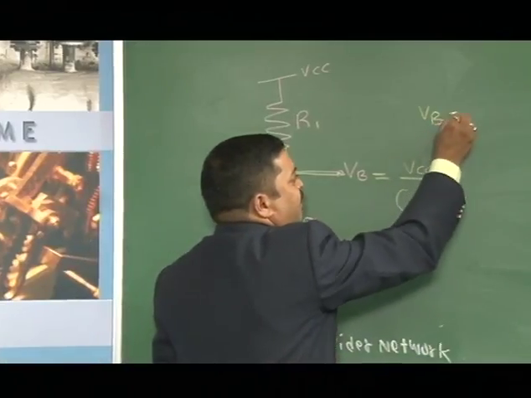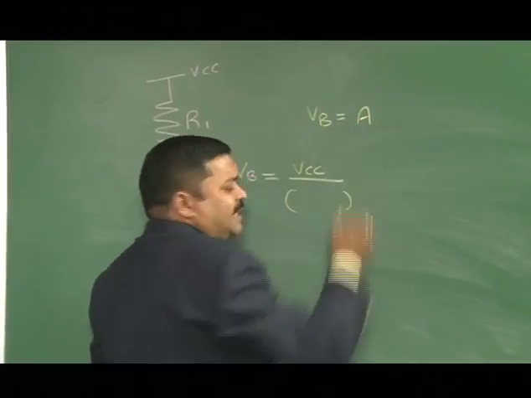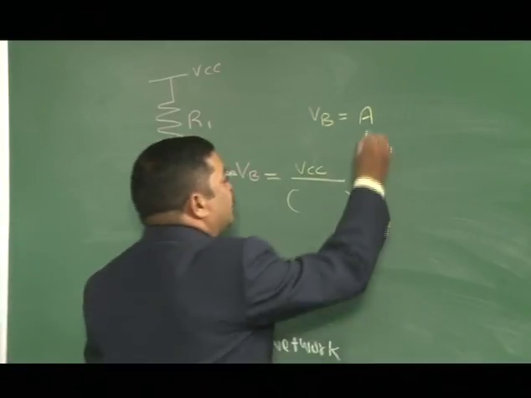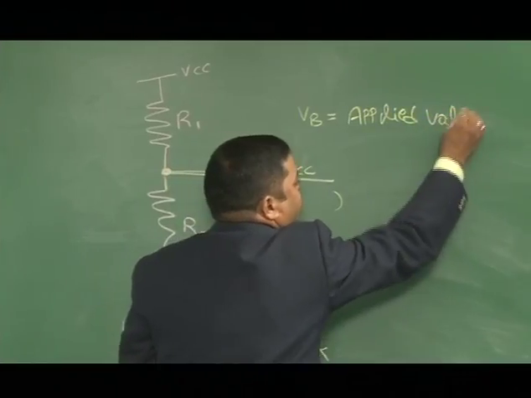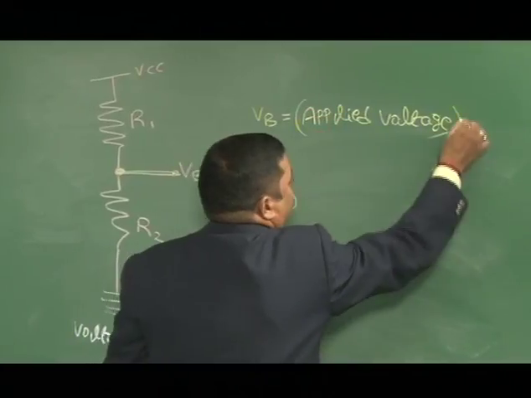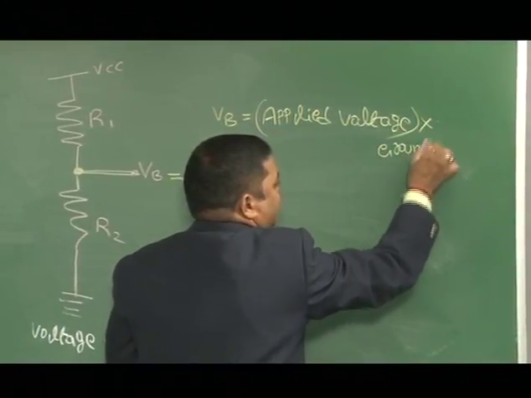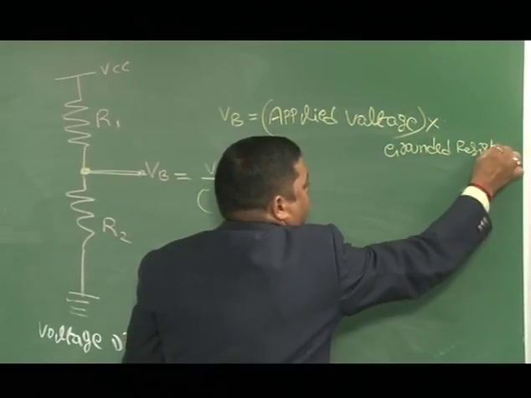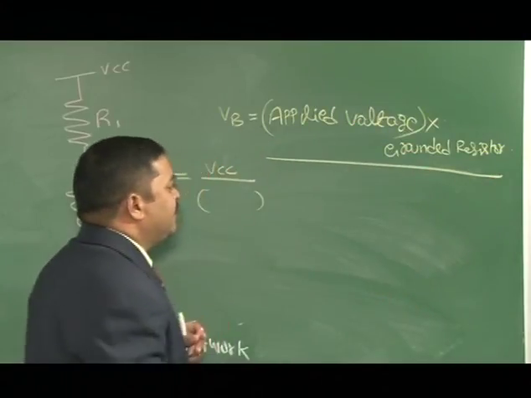VB is given by, you just remember this formula, which is obtained by applying Thevenin's theorem. Applied voltage multiplied by the grounded resistance. I will write here grounded resistor. This entire thing divided by the sum of resistors.